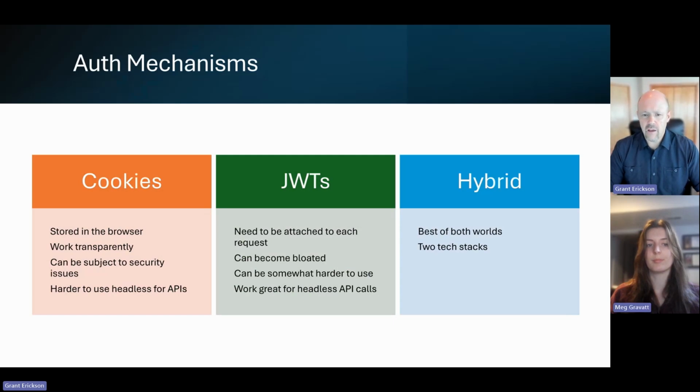So anything else to add, Meg? I think that's it. And then hybrid is really, you get the best of both worlds. So you could have cookies for your regular stuff, which makes it kind of easy and transparent, and then you have JWTs for all your API calls. And if you have a mobile app or anything like that, the JWTs can really work for that piece.